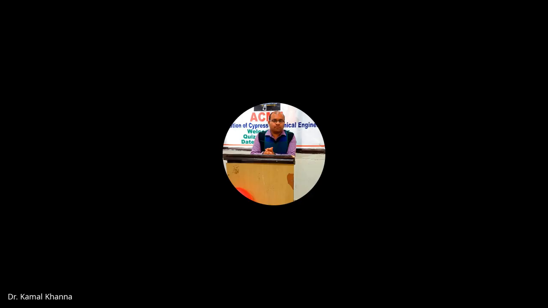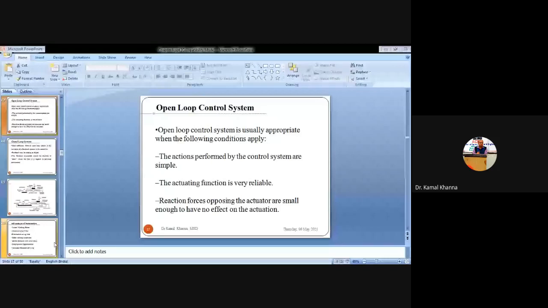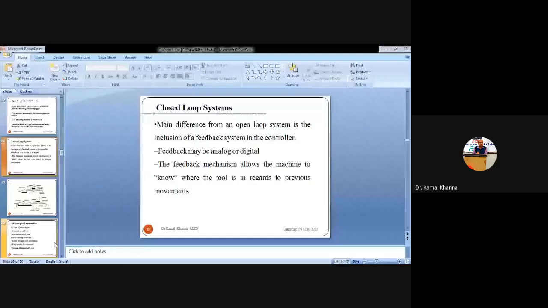So the open loop system, you can understand from the main figure. I am coming to the next slide within a few seconds. Closed loop systems, I am just having a glance at them again. The main difference is that we have the feedback system. That feedback may be received in the form of an analog signal or a digital signal.